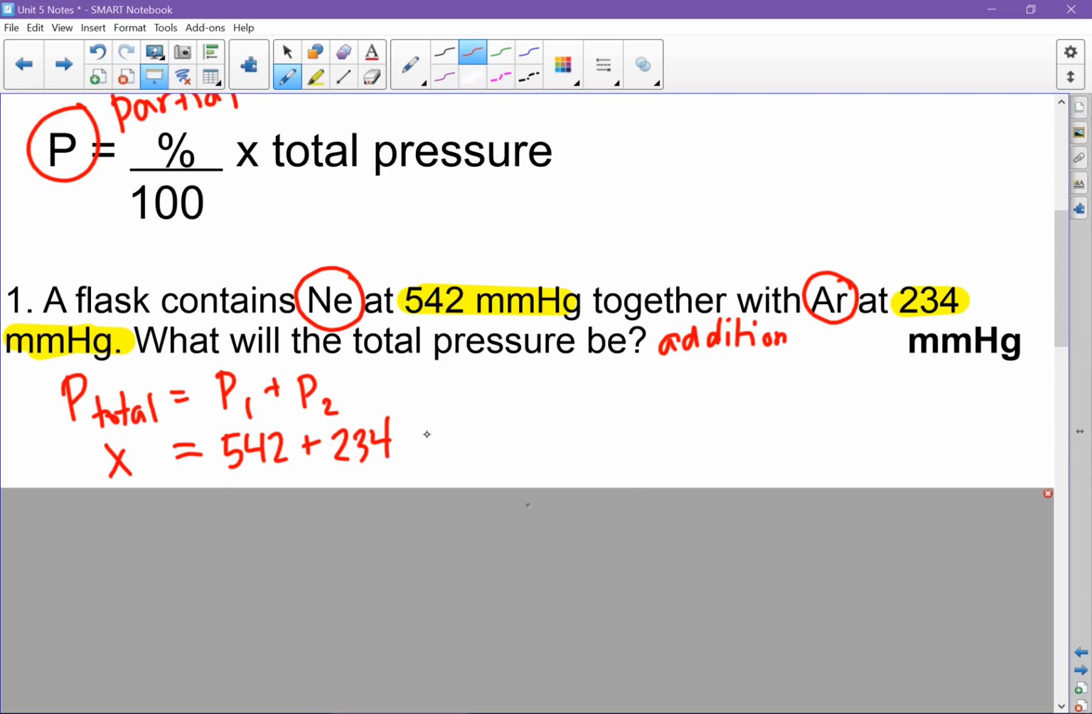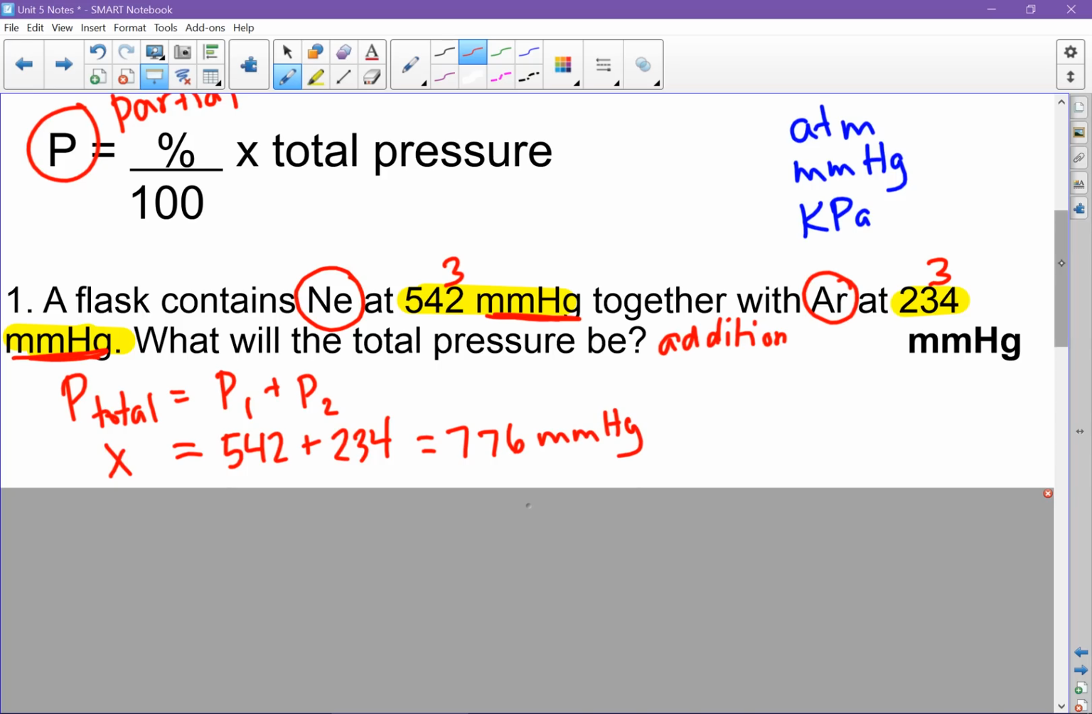When I add that up, I get 776, and of course you have to do sig figs. We've got 3 sig figs here and 3 sig figs here, so let's make our answer have 3 sig figs, which it already does. The last thing you have to do is put one of your pressure units on. Remember, your options for pressure units could be atmospheres, millimeters of mercury, or kilopascals. You won't have to guess, it'll tell you in the question. I see millimeters of mercury given in the question, so that's what I'm going to put on my answer.